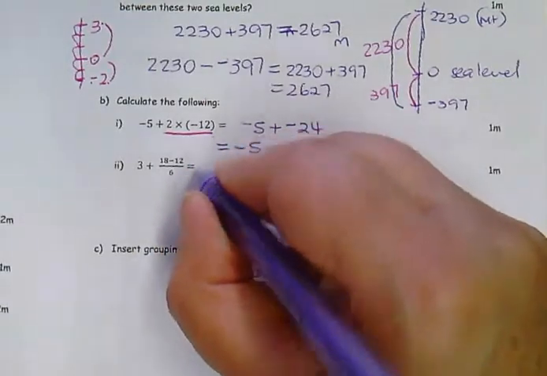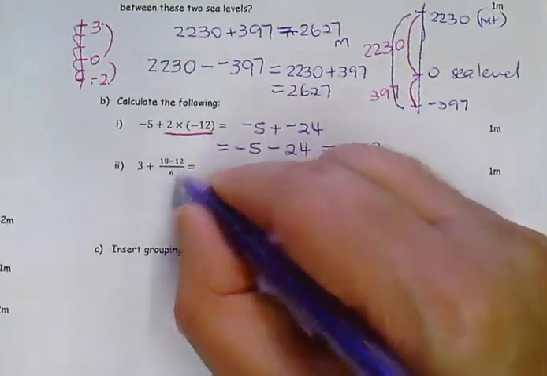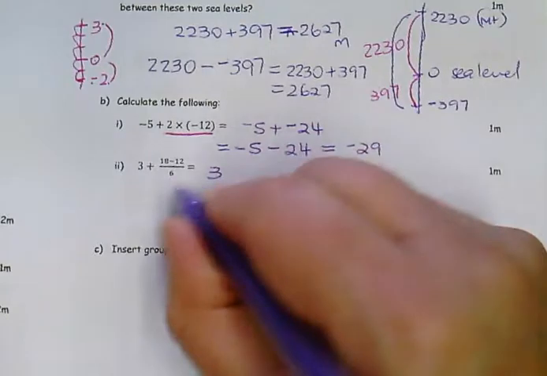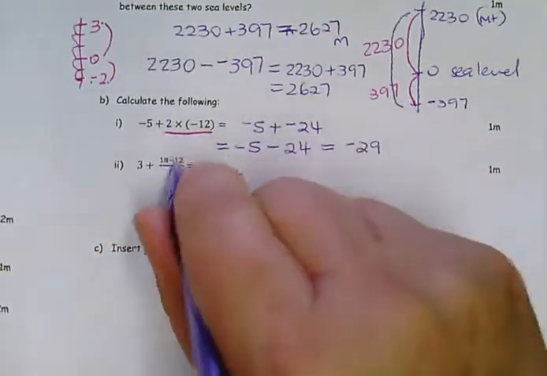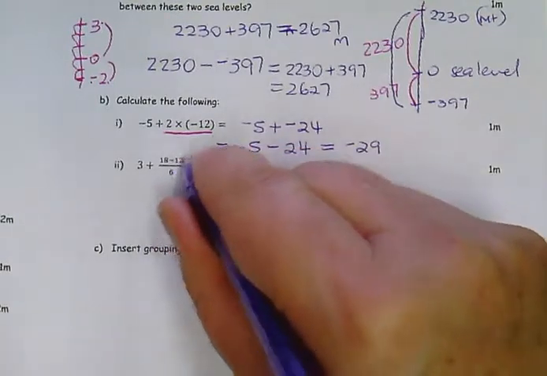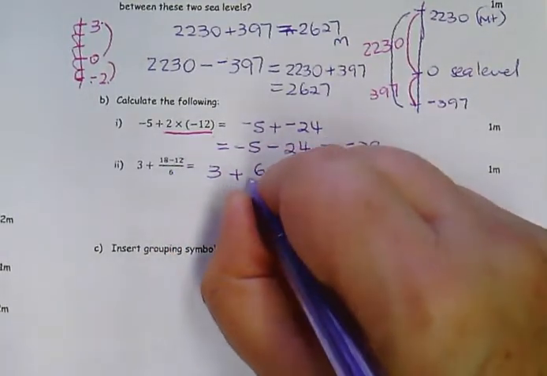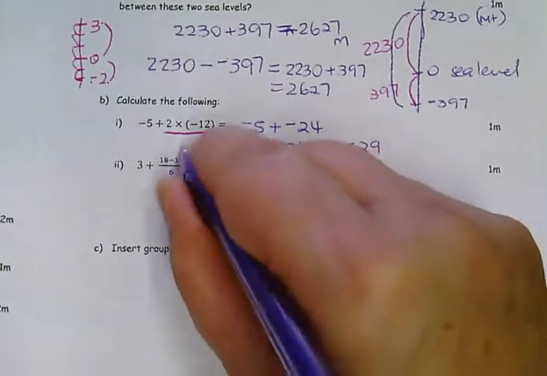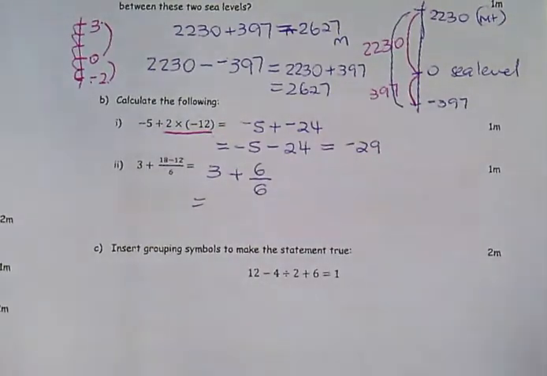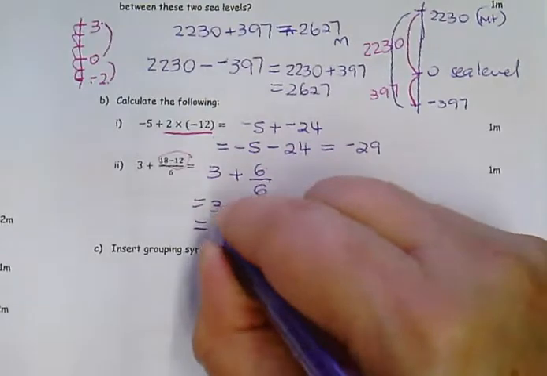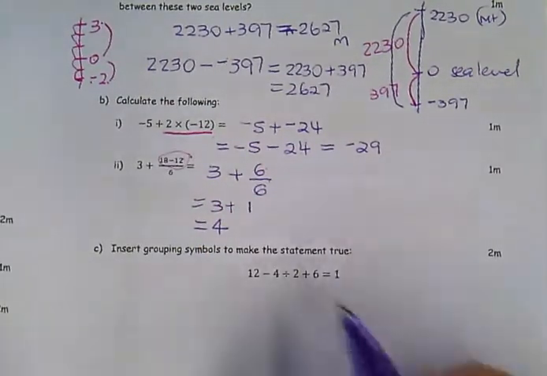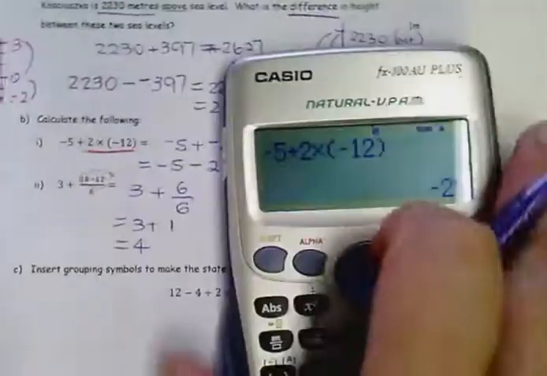Now the next question, 3 plus 18 minus 12 divided by 6. You could do this without a calculator if you wanted. So we've got 3 plus. Now we do the 18 minus 12 first, and 18 minus 12 is 6, and we put divided by 6. Now 6 divided by 6 is 1, so it's 3 plus 1, which is 4.